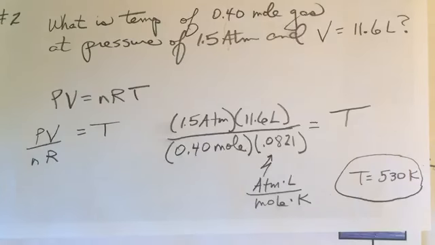When you rearrange the ideal gas law to solve for T, you get PV over nR. Plug in the variables: pressure in atmospheres, volume in liters, moles is a number. You can use the gas constant 0.0821 because it has units of atmospheres, liters, moles, K. And when you solve that problem, you get a temperature of 530 Kelvin.